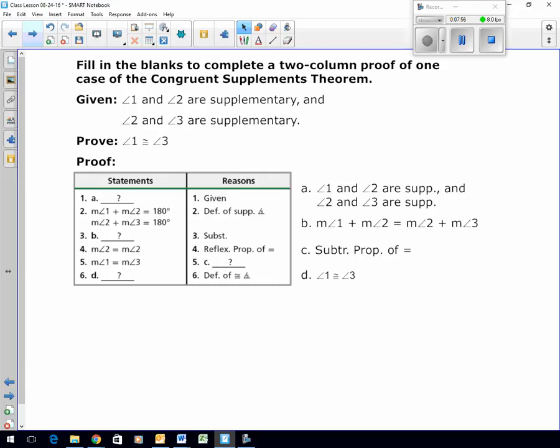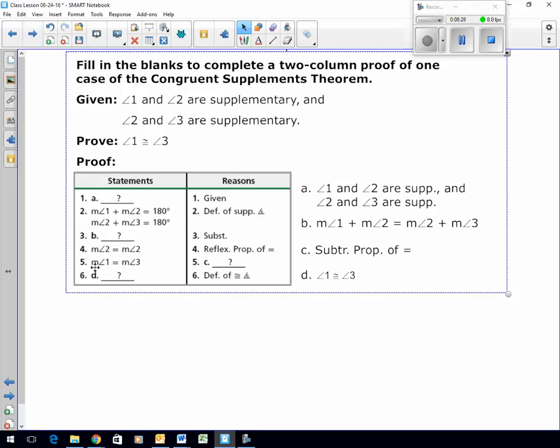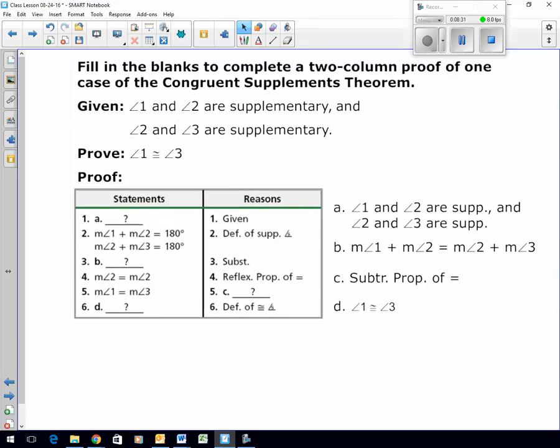One case of the congruent supplements theorem. I've been given angle 1 and 2 are supplementary, and angle 2 and 3 are supplementary. Okay? That's my given statement to you. I want you to prove that angle 1 is congruent to angle 3. Notice how this flows. Okay, y'all see this? See how it flows? Your statements are on the left, and your reasons are on the right. Statements are on the left, reasons are on the right.